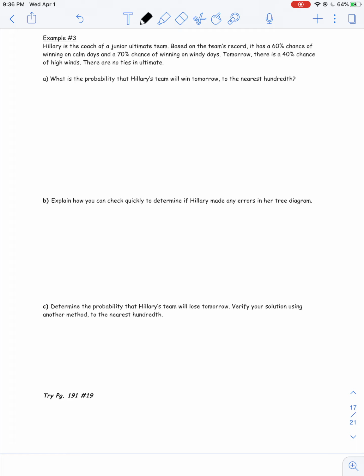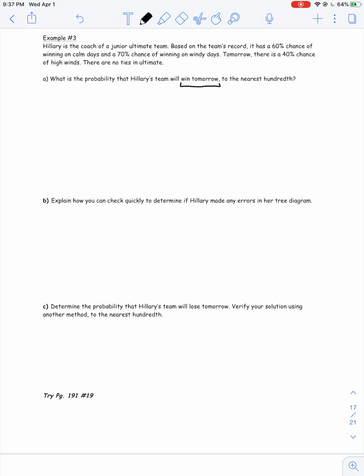Based on the team's record, it has a 70% chance of winning on a windy day and a 60% chance of winning on a calm day. Tomorrow, there's a 40% chance of high winds. There are no ties in ultimate. What is the probability that the team will win tomorrow?